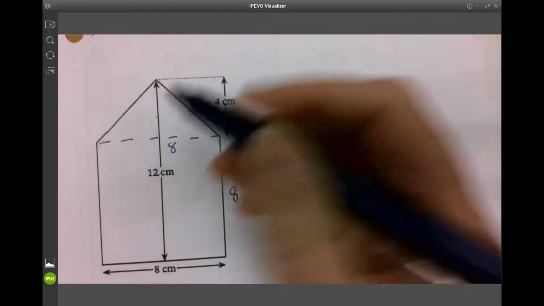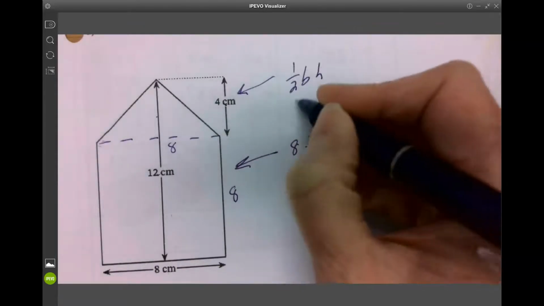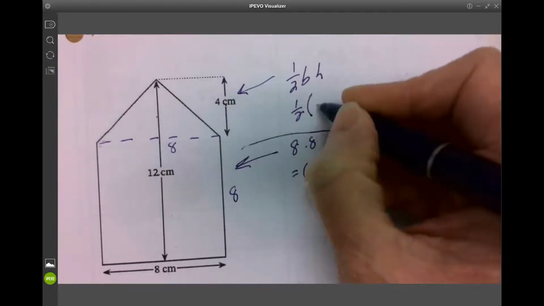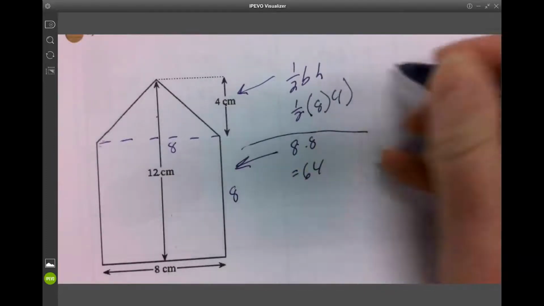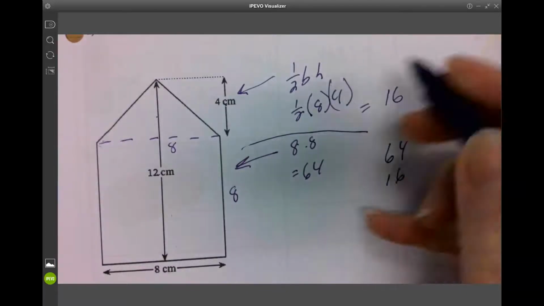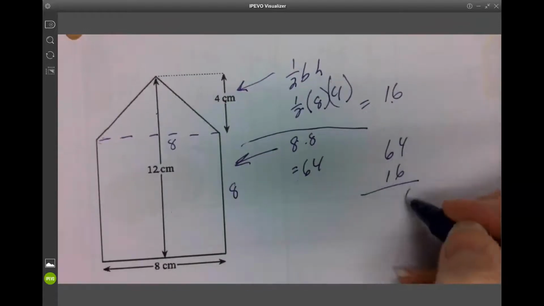So to find the area of the rectangle, this area right here is 8 times 8, or 64. And the triangle is going to be 1/2 base times height. 1/2 base is 8, and height is 4. So that gives me 16. So I take 64 plus 16. So this is the triangle, is 16. Rectangle is 64.